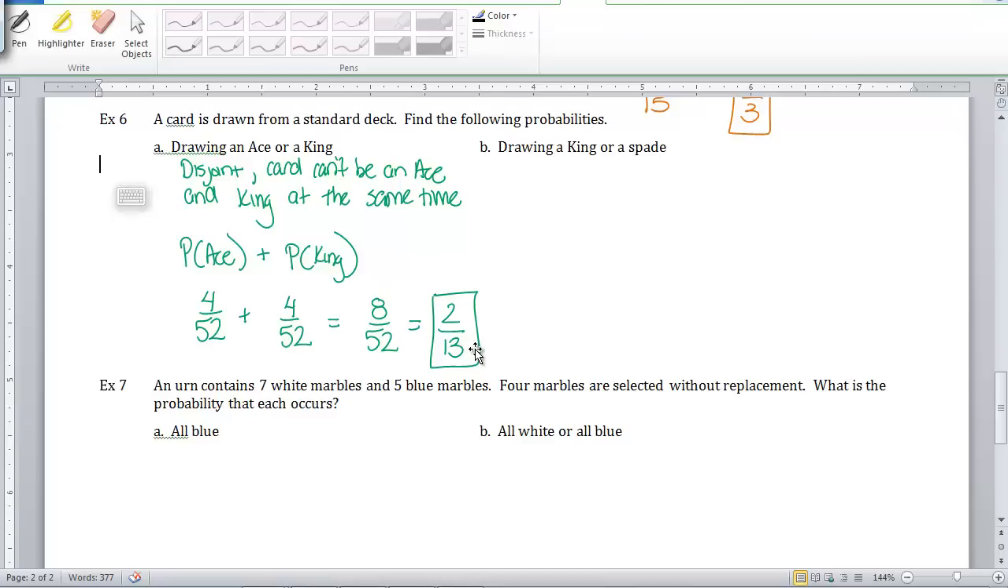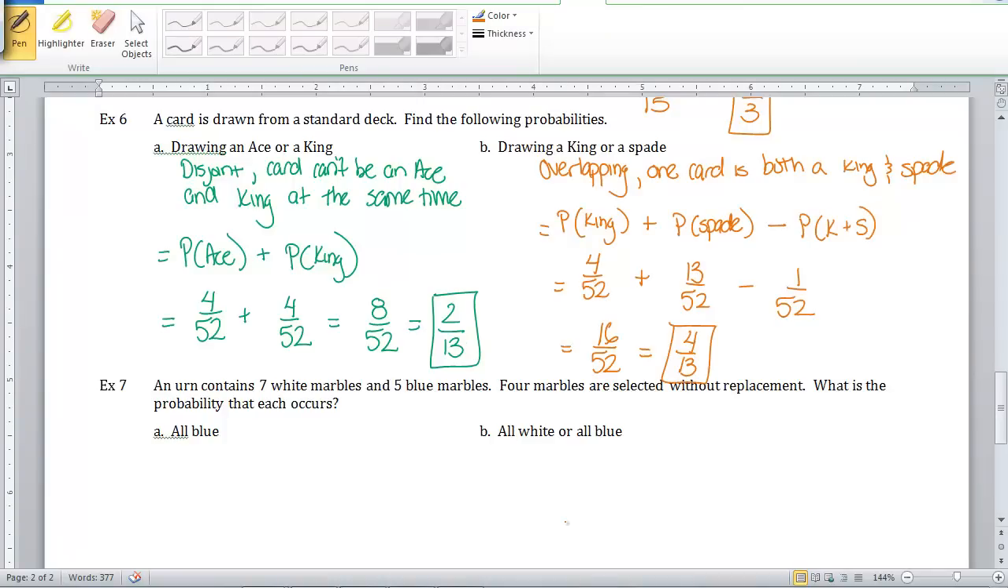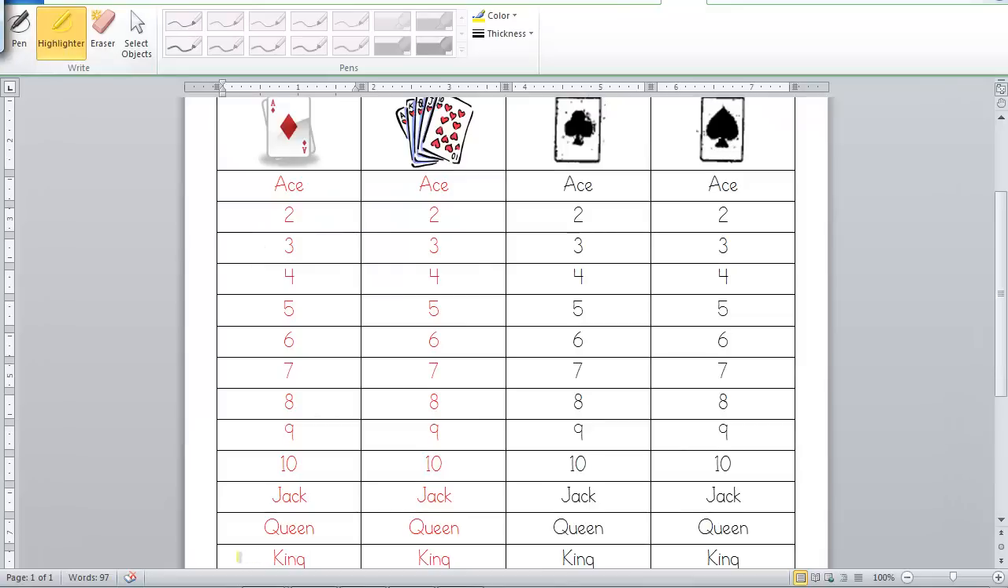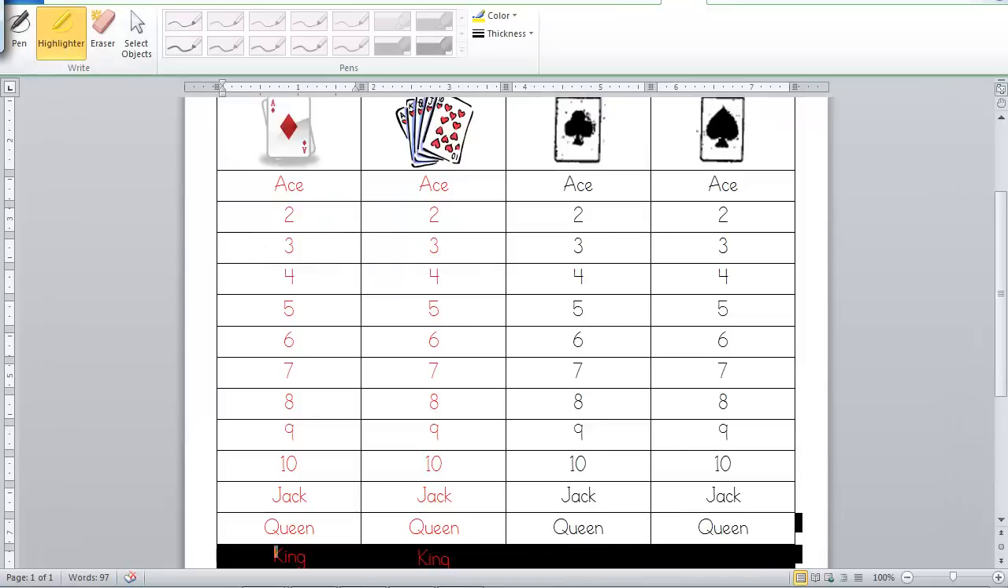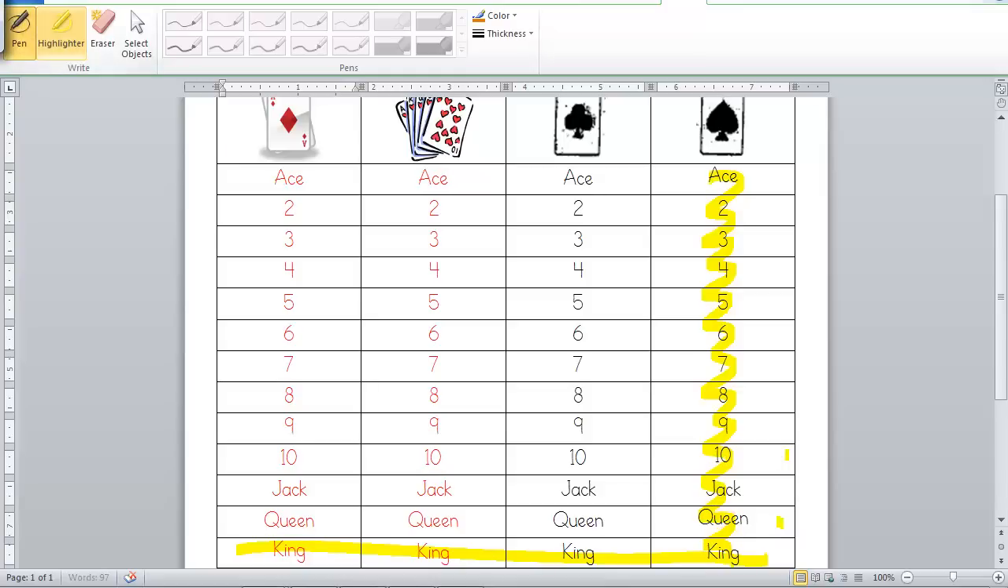Please now pause the video and do example B. In example B, this was overlapping. There is one card that is going to be both a king and a spade. And we can see that on our deck of card sheet. Again, as far as kings, these are all my kings. As far as spades, these are all my spades. I can see that there is one card that overlapped, both a king and a spade. So again, that tells me I had overlap.